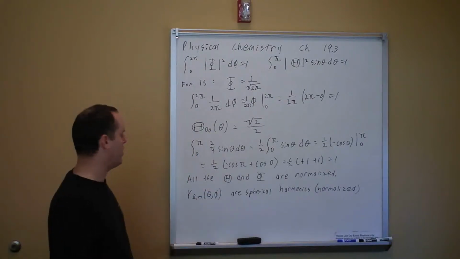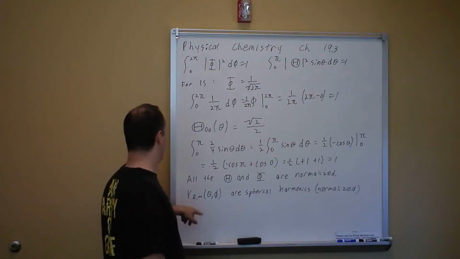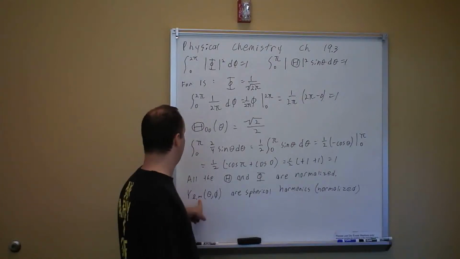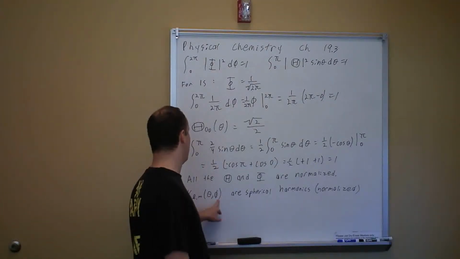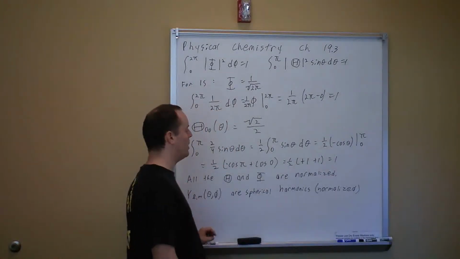And you'll just have to take my word for it, the rest of them are also normalized. So remember, multiplying those two together, you get Y, based on quantum numbers lowercase l and lowercase m. So it's a function of just theta and phi. This is called your spherical harmonics, and this is normalized.